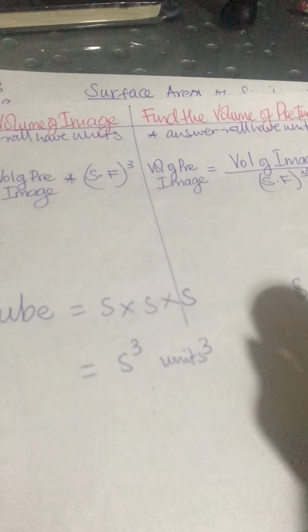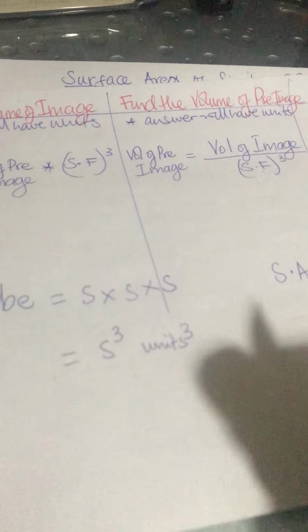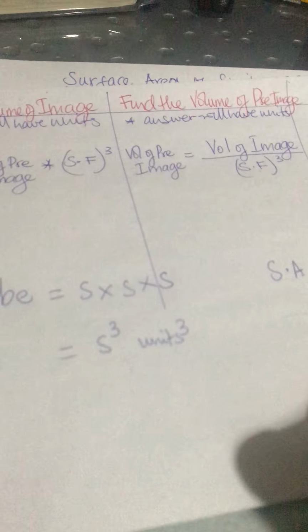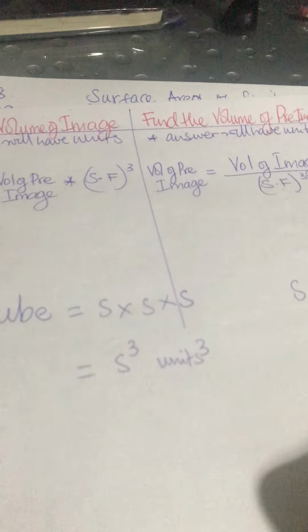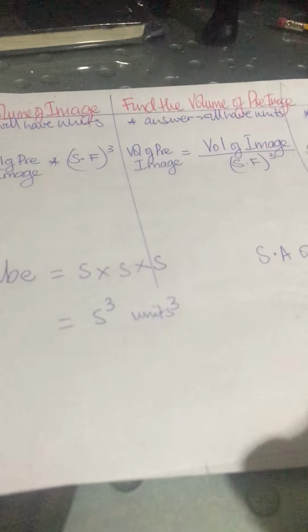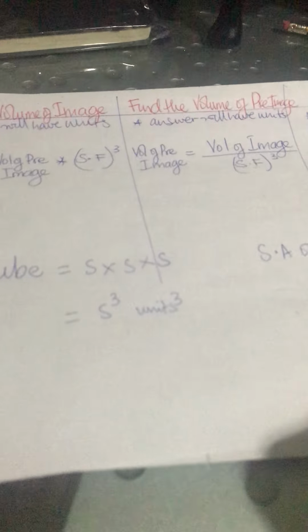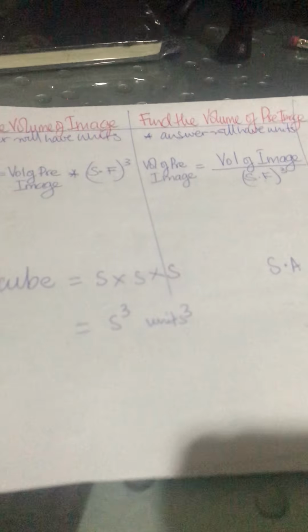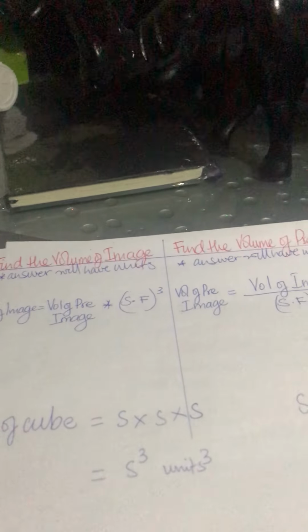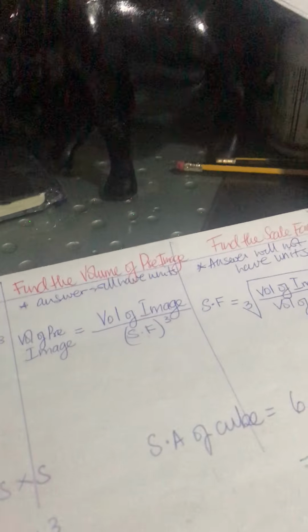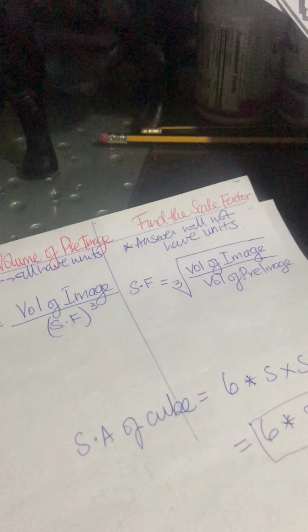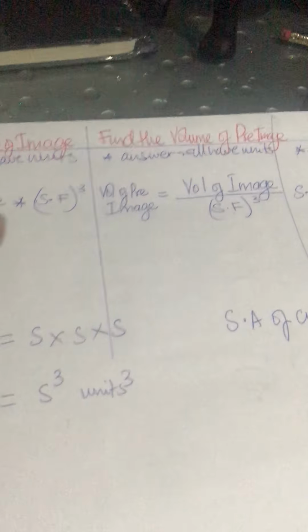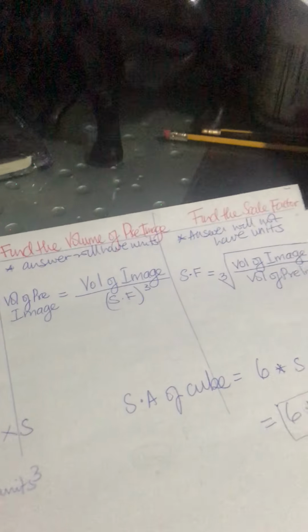So you need to make sure that when they're asking for surface area, you're looking for open, closed, or hollow. The question will not tell you. You need to know from the question how to read whether you're going to do open, closed, or hollow. Okay? And that's it. Make sure you remember these formulas and do the examples.